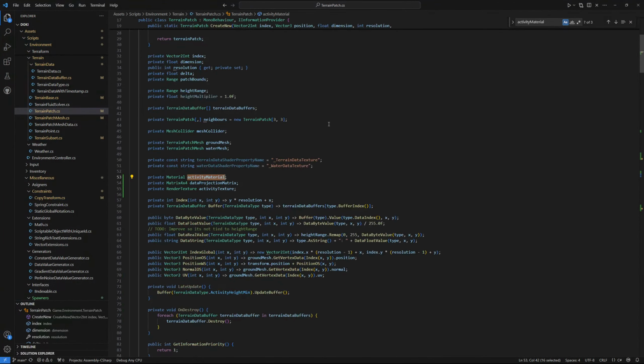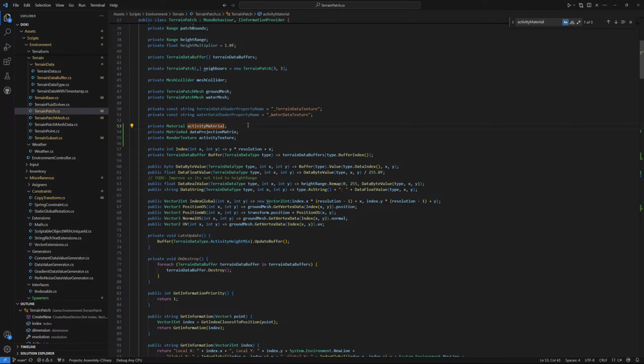So let's do activity material. We only want to specify one of these, and we want to do it in terrain base. And then we just send it down. We set material property blocks. Data projection matrix.